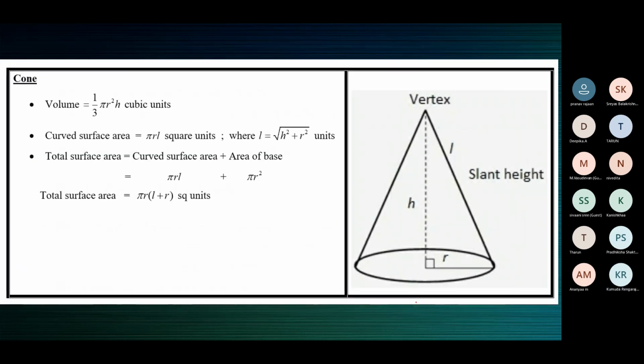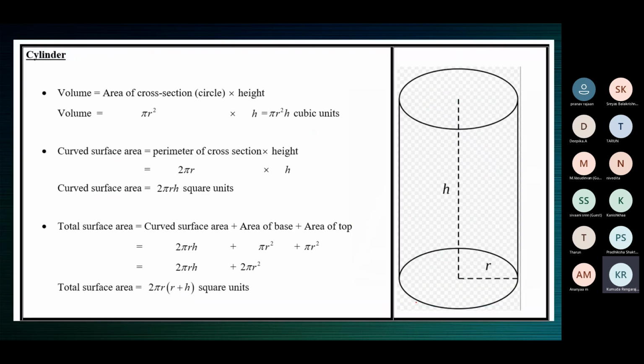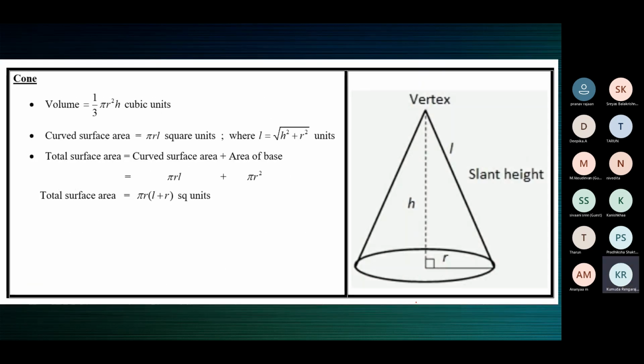That is 1/3 pi r square H, 1/3 of the volume of the cylinder. The volume of a cylinder of radius R and height H is pi r square H. So supposing you have a conical, I can't say tumbler, a conical container.